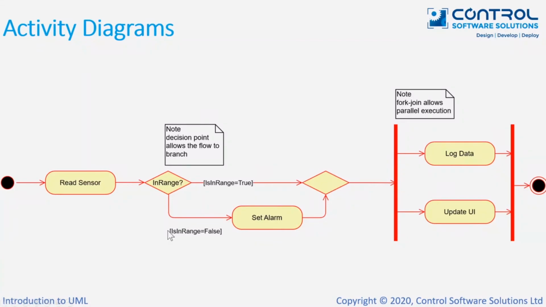Just a little note on the notation. Things on the wires in square brackets are referred to as guards, and these are things that have to evaluate to true. So is in range equals true has to be true for us to be able to go this way. Is in range equals false has to evaluate to true for us to go that way, which, I've realized, using the word false in there is not the best example. But that condition has to be true for the software to progress down that way.